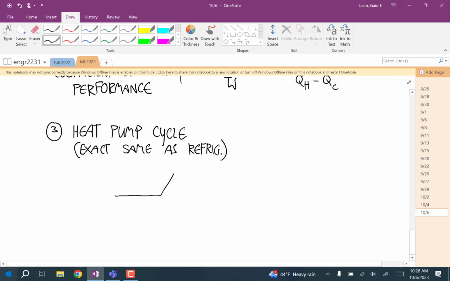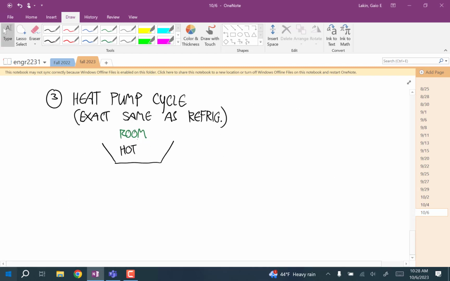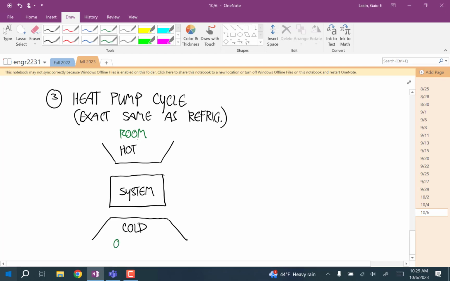So I'll draw this again. So here's the hot reservoir. Again, this is the room. Here's the system. Here's the cold reservoir. This time this is just outside. But everything works exactly the same.